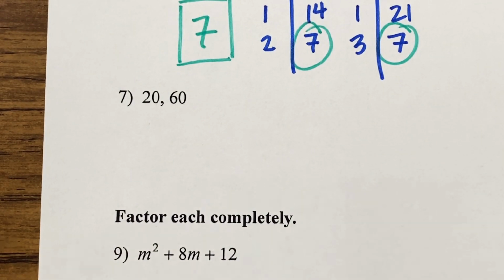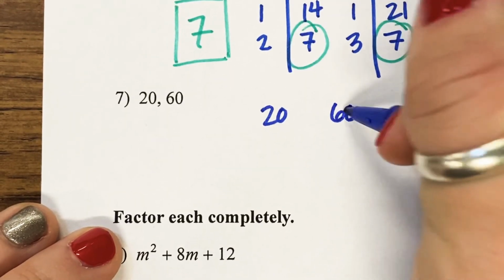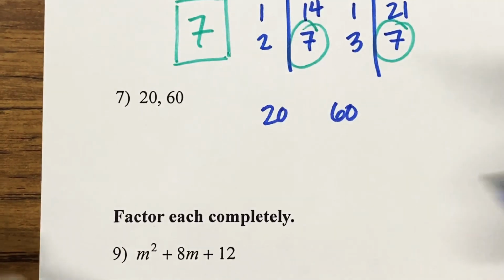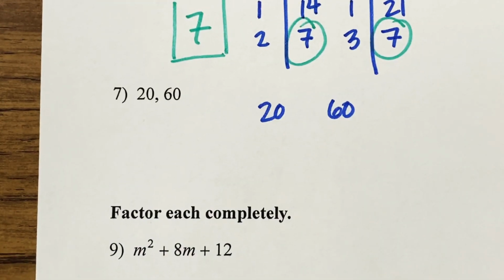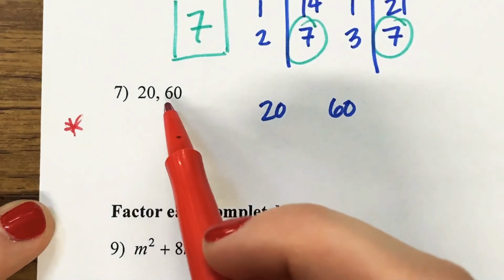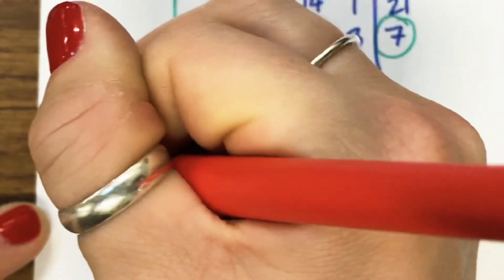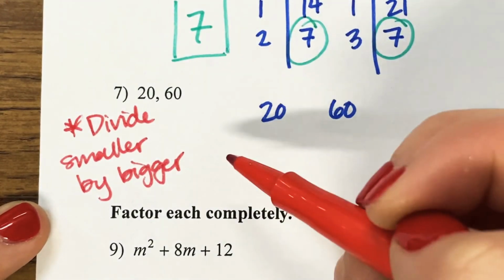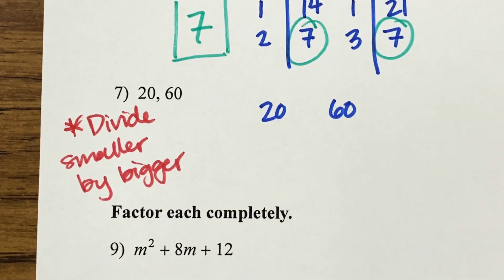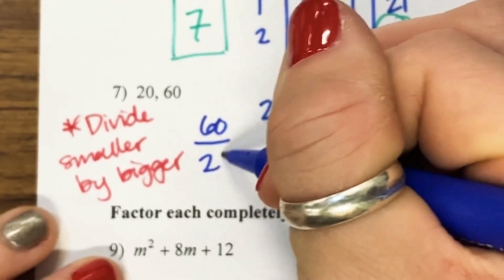Okay, let's look at 20 and 60. For 20 and 60, I want us to do a trick. Let's write out this trick. Does the smaller number go into the bigger number? Divide bigger by smaller. If 20 goes into 60 evenly, then we know that 20 is the GCF. So we're going to go ahead and divide 60 divided by 20.